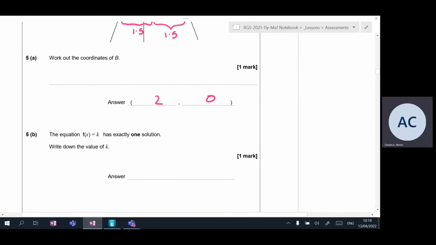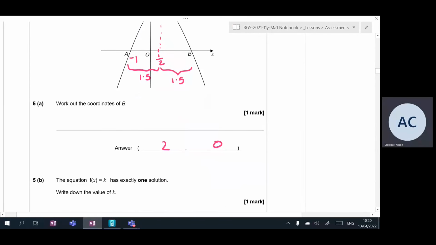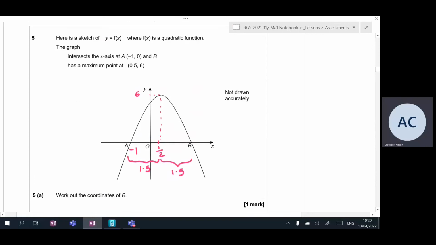So the equation f(x) equals k has one solution. Write down the value of k. So if we think about this graph here, the line y equals k is going to be a horizontal line. If I draw a horizontal line through this graph, most of the time it's going to have two solutions. So it crosses here and here. The only way I could put this horizontal line so that it touches once is if I put it right at that maximum point.